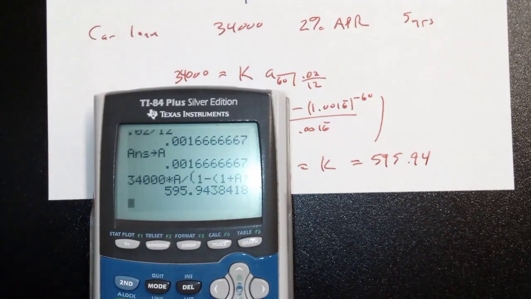By the way, the last payment may be slightly more than $595.94 by a couple of cents. Why? I rounded down. That 0.3 cents will accumulate over time. I may be off by a penny or two at the end of 5 years.